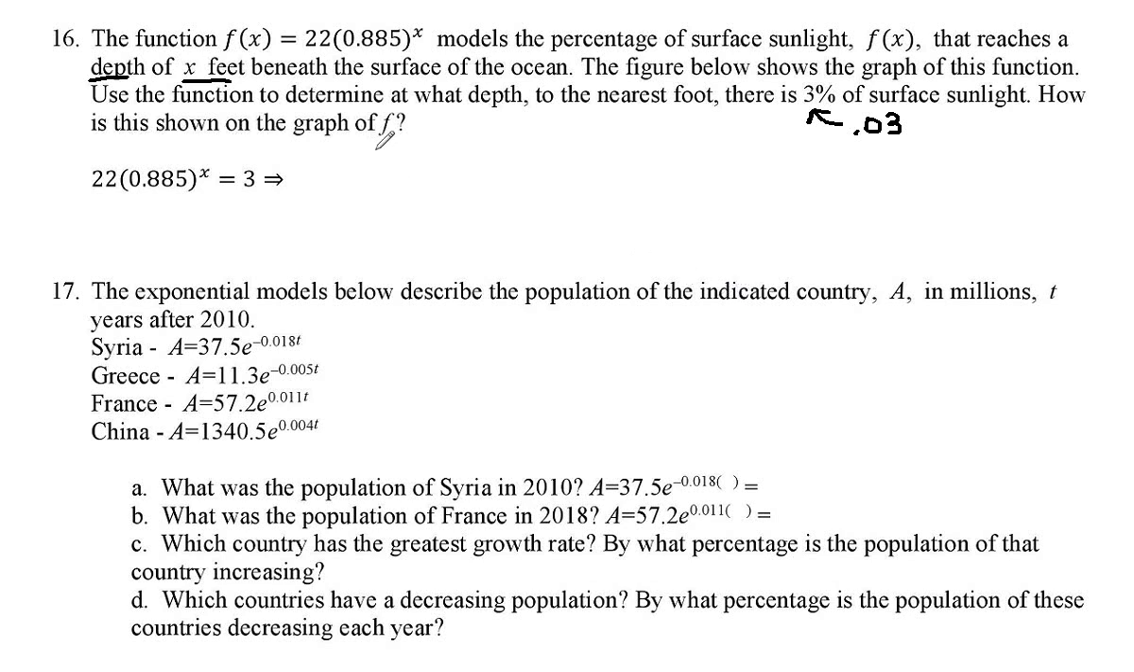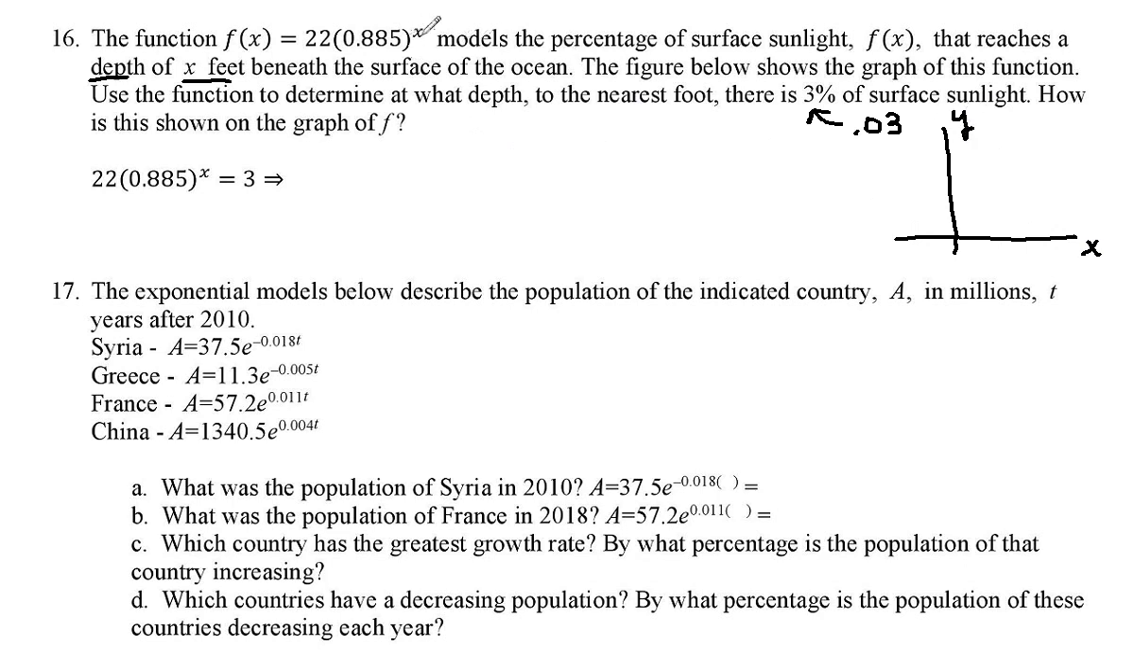And how is this shown on the graph? So if you graph this thing here, remember, exponentials go up from left to right, and this one's not shifted, so it's going to have a horizontal asymptote of the x-axis.